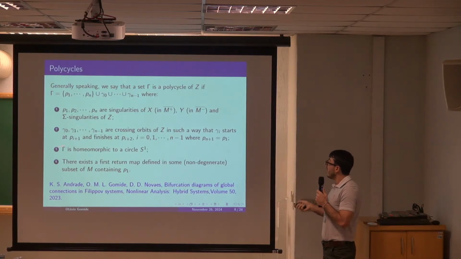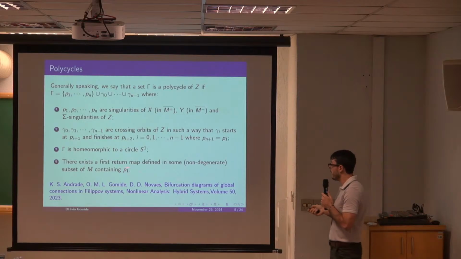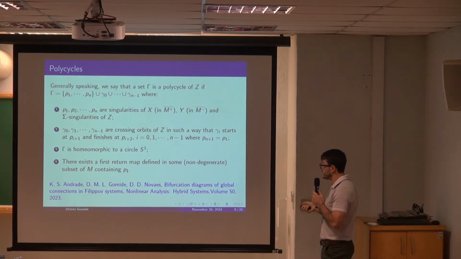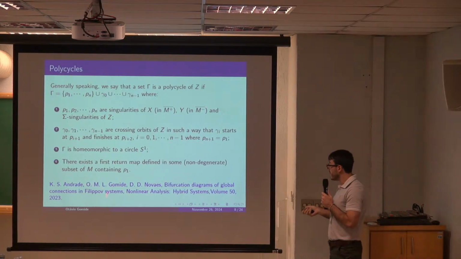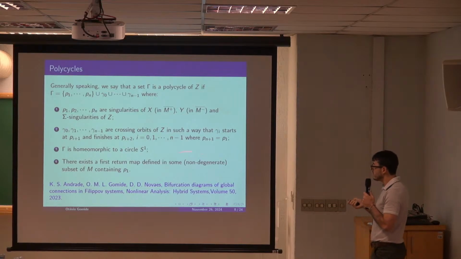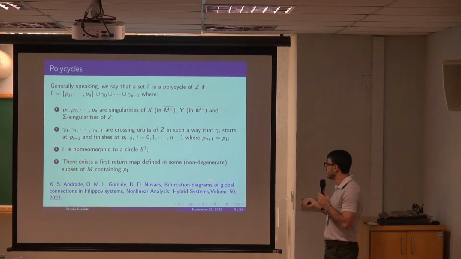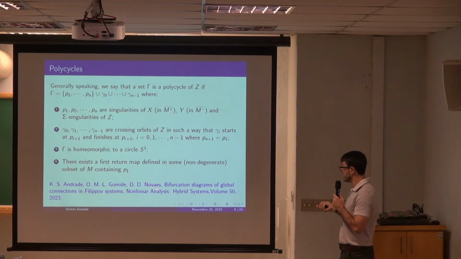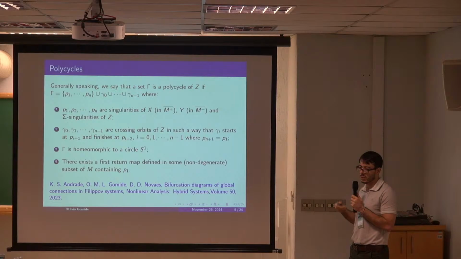So here, of course, we consider p_n plus 1 equal to p_1 to return to the first point. We have that gamma must be homeomorphic to a circle, and that there exists a first return map defined in some non-degenerate region of the space. In this paper, we do a careful study of this kind of definition, and we study some bifurcation diagrams through the study of transition maps. Here we do this in the planar case, but of course this concept also applies to higher dimensions.